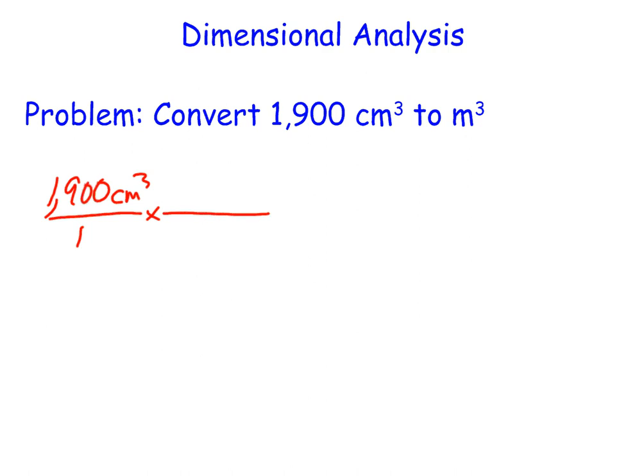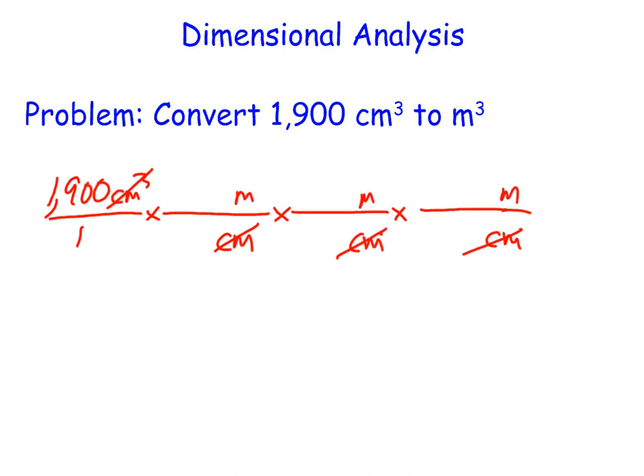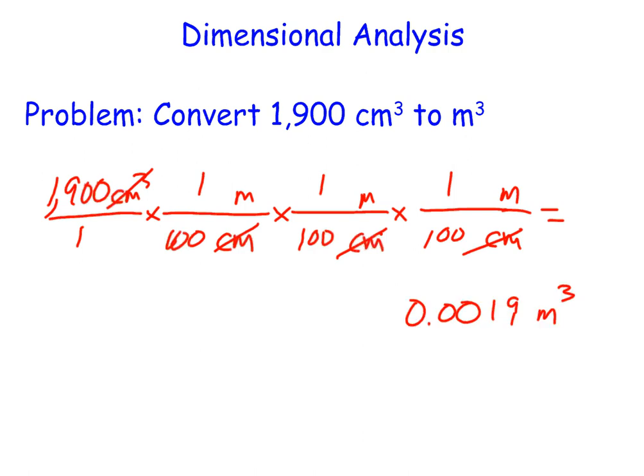So this works very similar again to your algebra. If I do centimeters and centimeters and centimeters, on the bottom I would have centimeters cubed, which would then cancel out with my centimeters that I started with, and then meters, meters, meters. 1 meter is 100 centimeters. And so this would give me an answer of 0.0019 meters cubed.